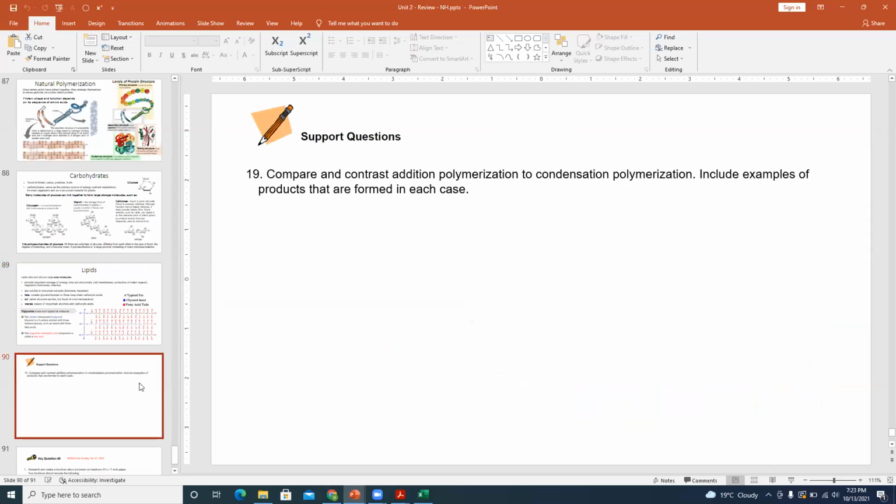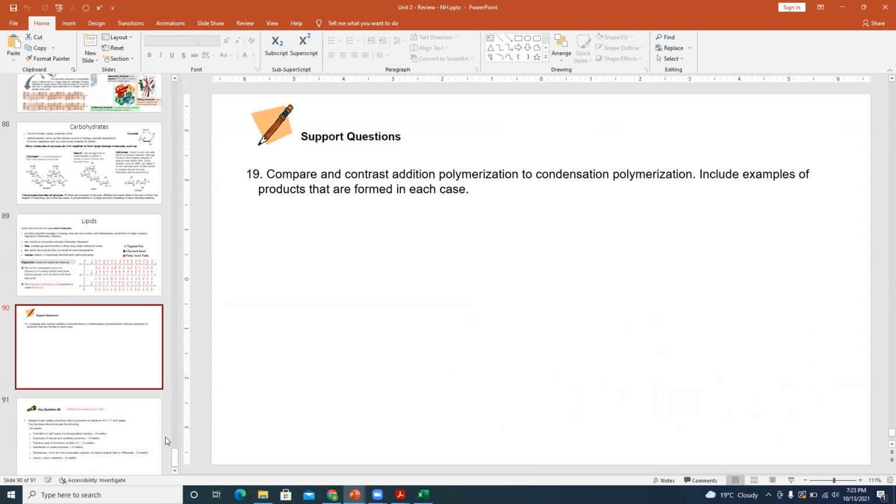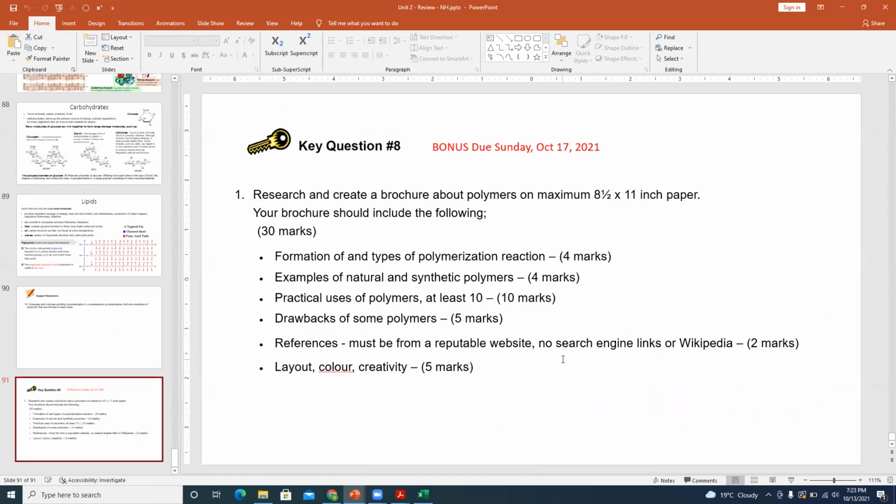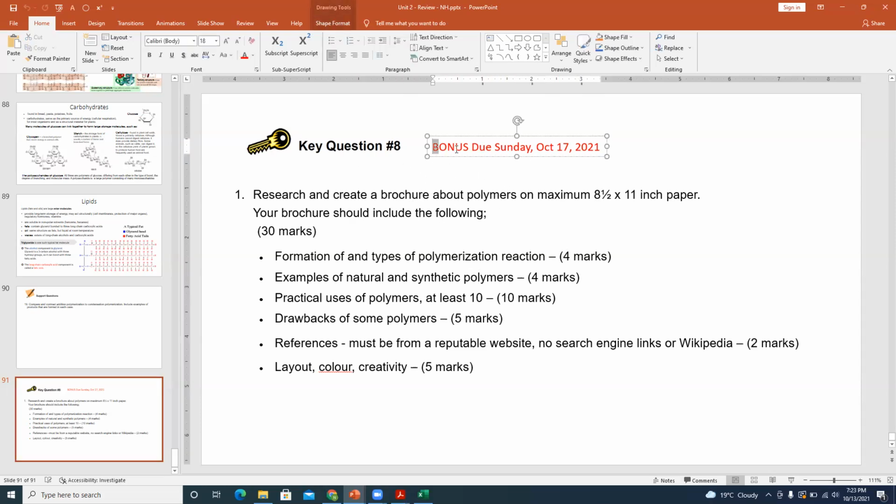And a support question for you to practice with. Then the key questions for this independent study unit: this one you're supposed to read up on and research a little bit more on your own time. If you choose to do it, it's a bonus question. You don't have to do it, but if you do, it can go towards improving your mark and dropping other assignments that you got lower marks on. If you choose to hand it in, you have to hand it in by this Sunday, together with key question number 7. You should also hand in number 8 if you choose to do it. This is a bonus.